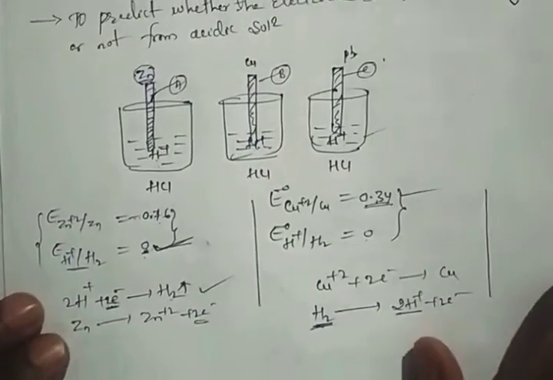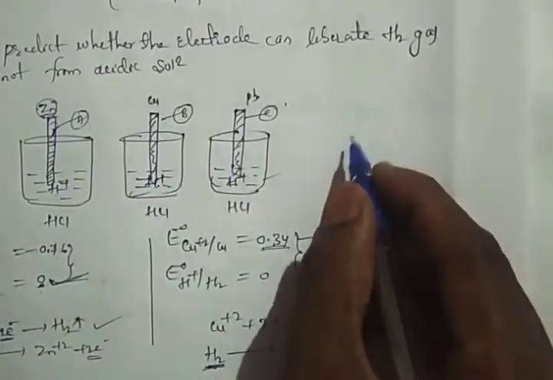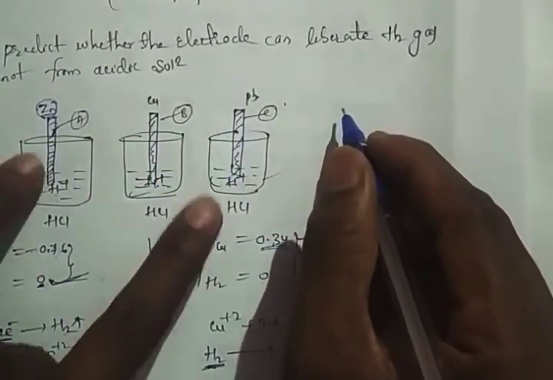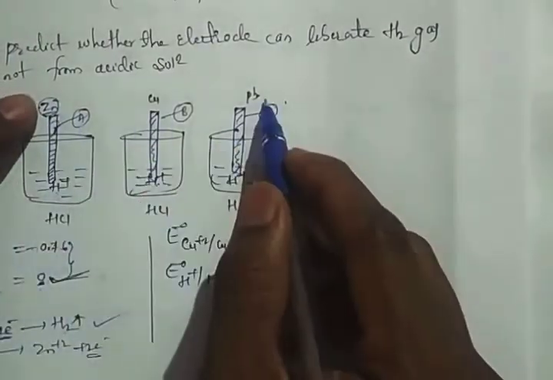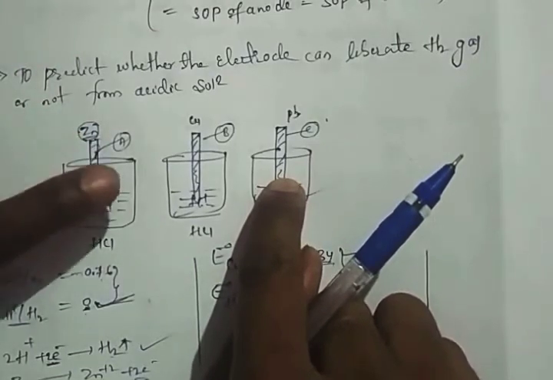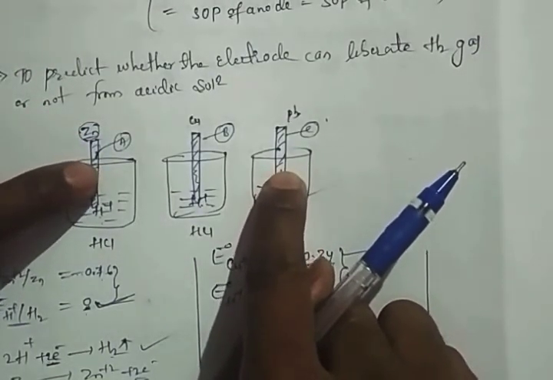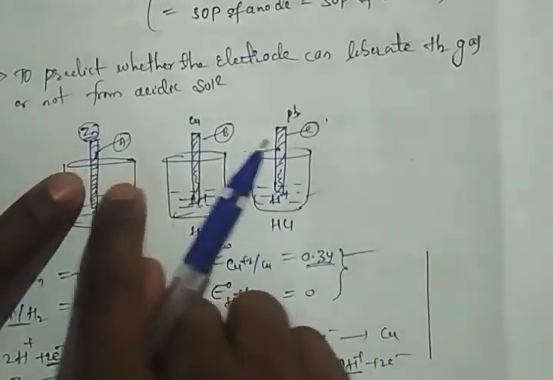Now I have a question. Suppose in these beakers, if I use zinc and lead, only two options are given. So in which case is hydrogen gas liberated? In both cases hydrogen gas is liberated. In which case is more hydrogen gas liberated? That depends upon its reactivity.